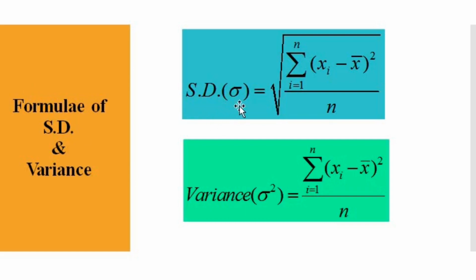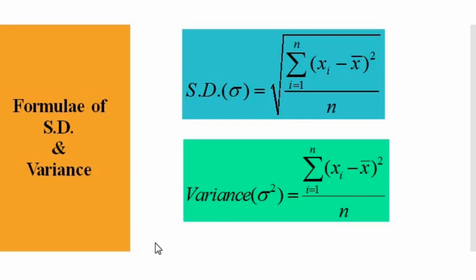The standard deviation sigma is equal to the square root of summation i equals 1 to n, in bracket xi minus x bar, bracket square, divided by small n. Here xi is the variable, x bar is the mean for the ungrouped data, and small n is the number of observations.